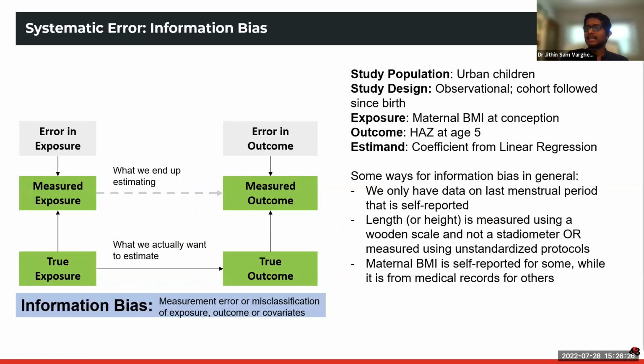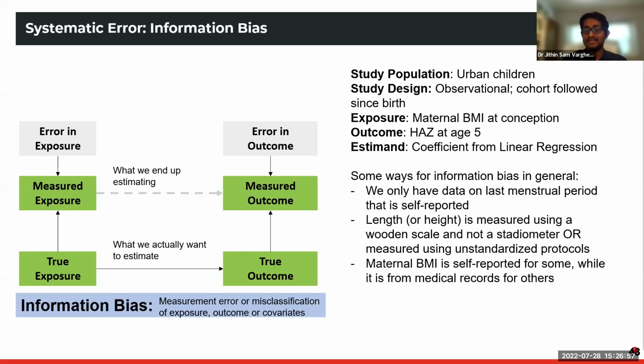Now, finally, the last error which I want to talk about is information bias. This has got to do with measurement error or misclassification of not only your exposure and your outcome, but also your covariates. So on the figure on the left, we have an association between a gold standard exposure and a gold standard outcome. But what we end up measuring is different from the gold standard outcome or the exposure because of how sensitive our instrument is, or simply because it cannot be measured well.